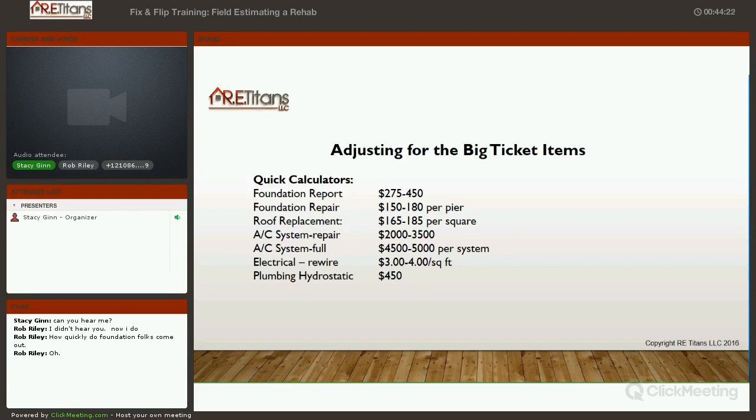Plumbing hydrostatic. Oh, just a moment. I think I lost our screen.